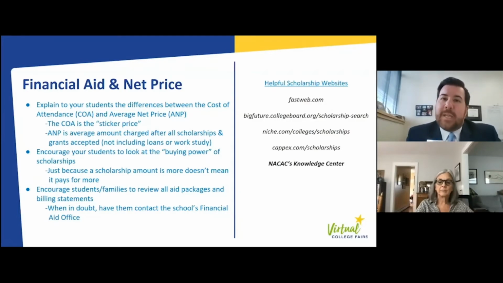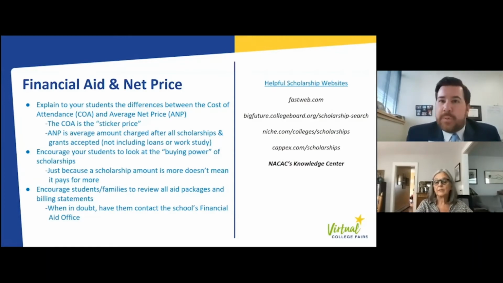So really explain to your students the differences there and why that's important, so that they get an accurate picture of what their financial aid will look like, what their out-of-pocket costs will look like as well. Encourage your students to look at the buying power of scholarships. They may get excited about a large scholarship amount, but just because the scholarship amount is more doesn't mean that it actually pays for more.